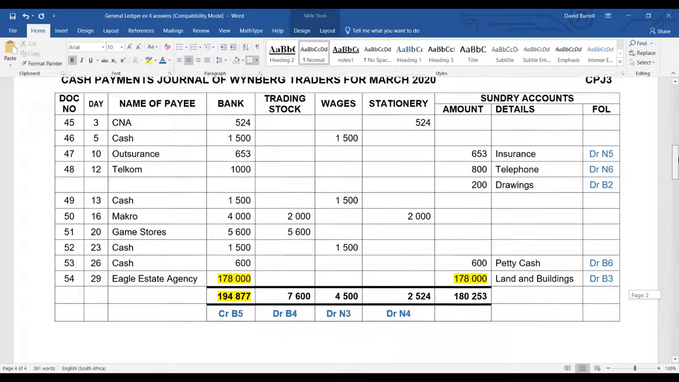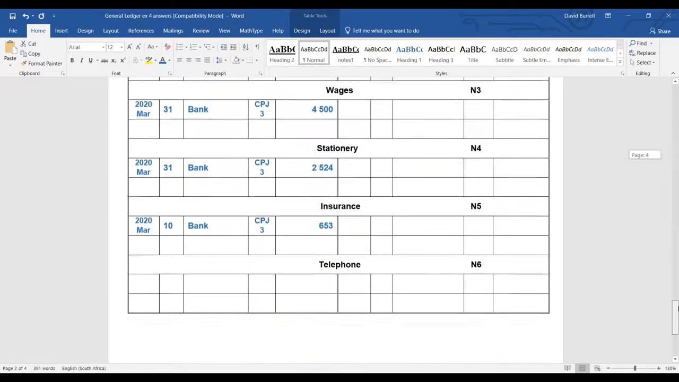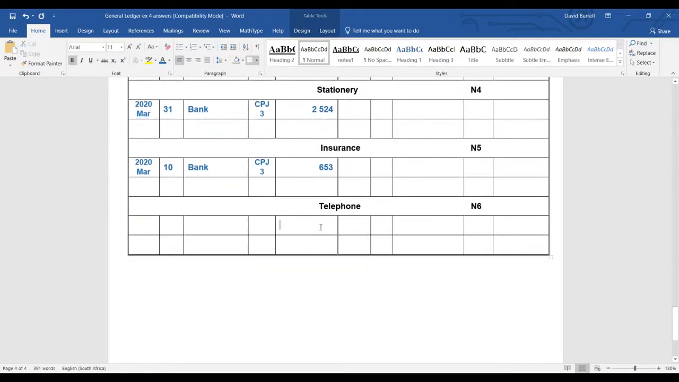We are nearly home and dry. So here's the next one. This telephone over there, we're going to debit N6. It's 800 Rand. And that was on the 12th that we paid that amount to Telkom. So on the 12th, it's a debit to account N6 of 800 Rand. There's account N6, our telephone account. And it is 2020 March. And I said a moment ago it was the 12th, the actual date, because it's from the sundry column, CPJ3.